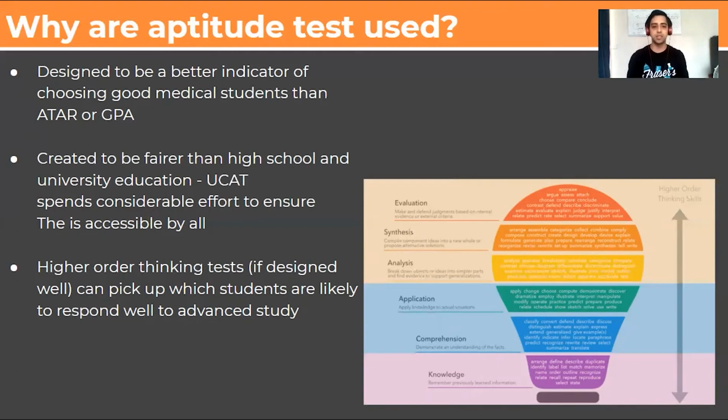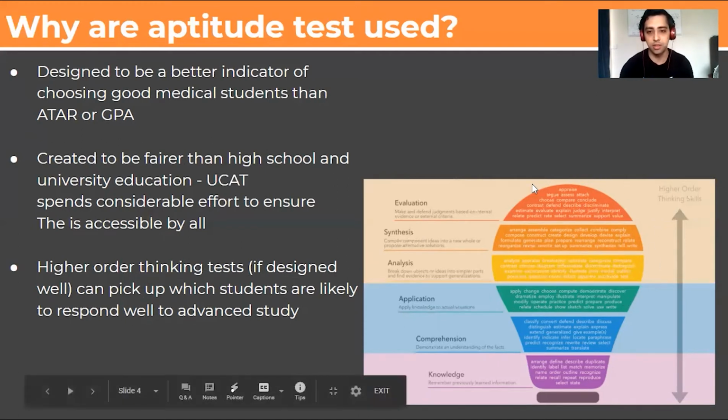Whereas the UCAT has some higher order skills, but with more foundational knowledge, which means it's accessible to more people, right? And so what you can see here are the levels of higher order skills that are tested in any sort of exam. When you focus on school, most exams focus on your knowledge. And if it's a really good exam, it might focus on application and a bit of comprehension.